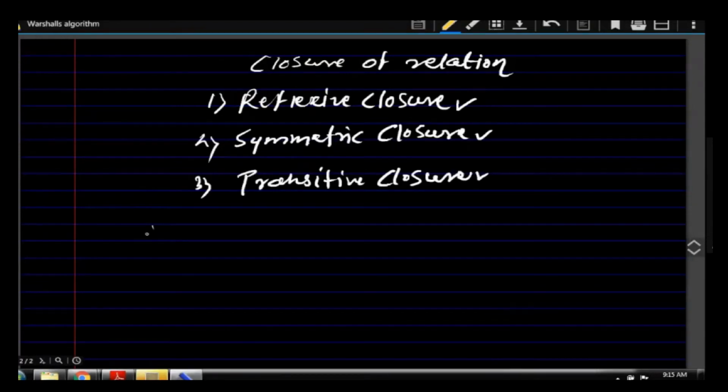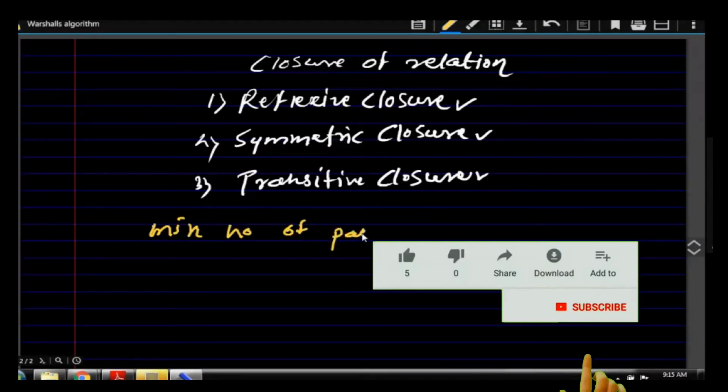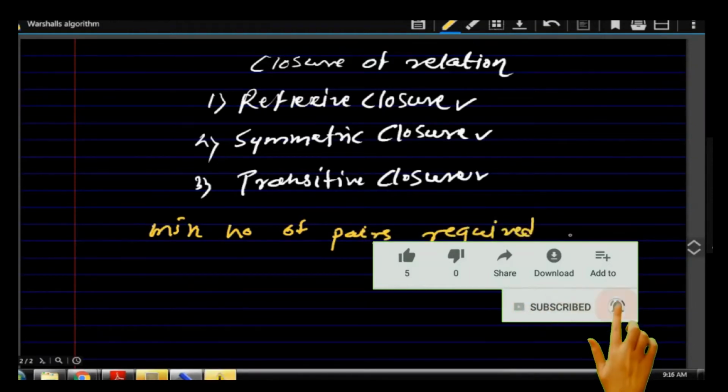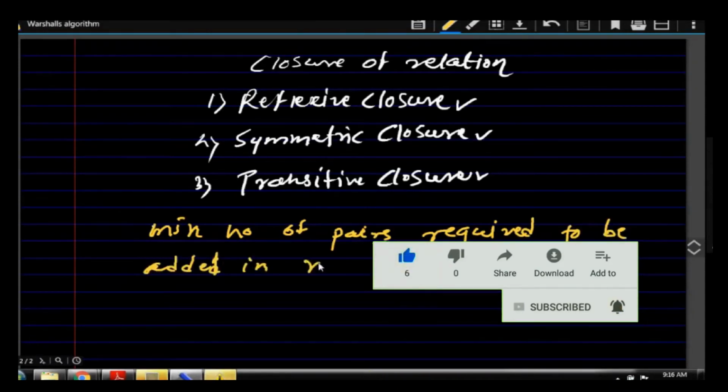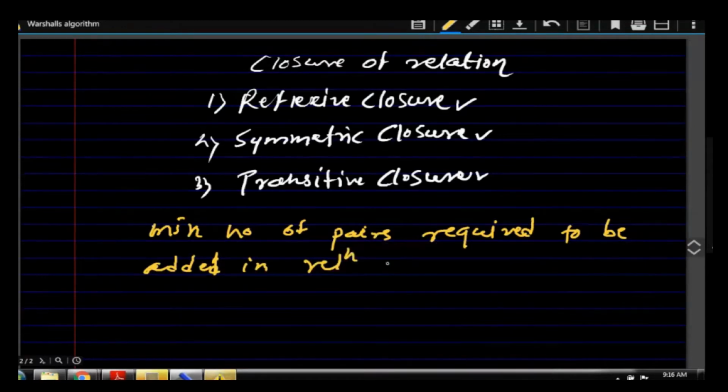So closure is defined as the minimum number of pairs required to be added in a relation such that the relation will be reflexive. So that is called the reflexive closure.